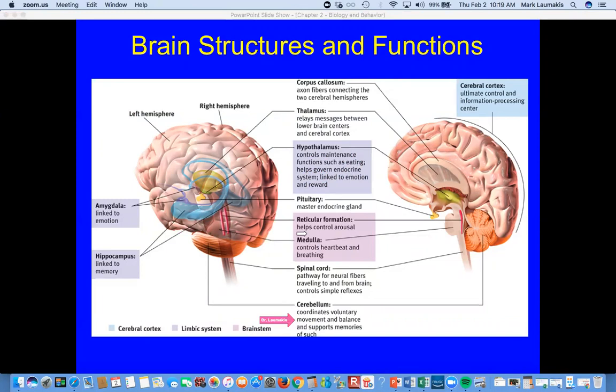Medulla, pons, cerebellum. We did thalamus. There it is, relay center between lower and higher centers, sensory information. I called it like O'Hare Airport. The little purple boxes are the 3 H-A structures in the limbic system. Hypothalamus, basically regulating just about everything. Amygdala with emotion, and hippocampus with memory.